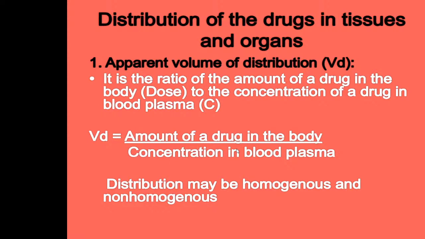If concentration in plasma is high, it means the drug is worse distributed in different tissues. If concentration in blood is low, it means the drug is distributed in tissues. So if the drug is not distributed in tissues and concentrated in blood plasma, this index will be low. On the contrary, if volume of distribution is high, it means the drug is distributed in organs and tissues.